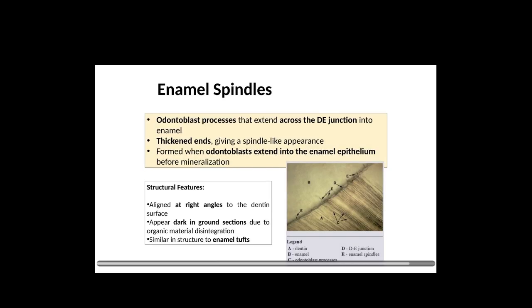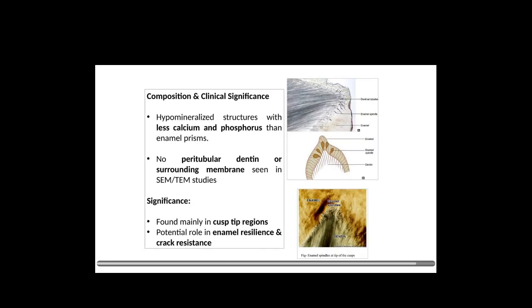Odontoblast processes extend across the dentino-enamel junction into enamel, forming spindle-like structures. These spindles, thickened at the ends, align at right angles to the dentin surface. They appear dark in ground sections due to organic material disintegration. These are hypomineralized structures and are predominantly located in cusp tip regions. They may enhance enamel resilience and crack resistance, contributing to the tooth's structural integrity.